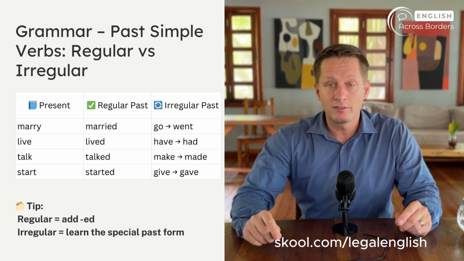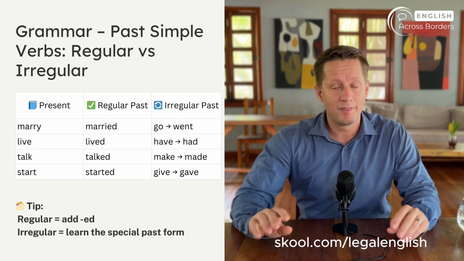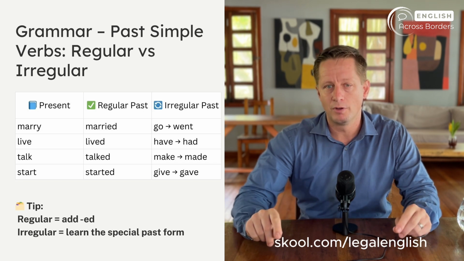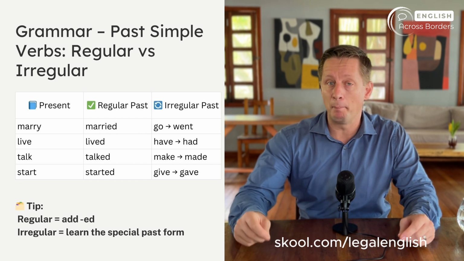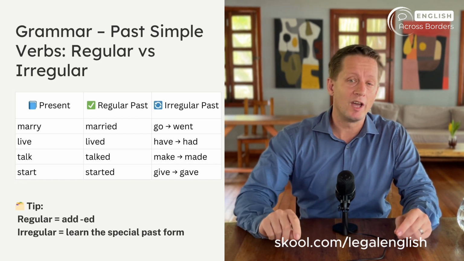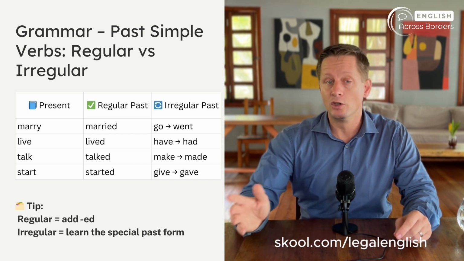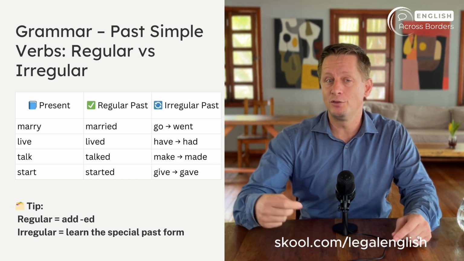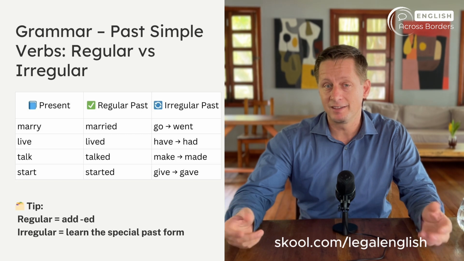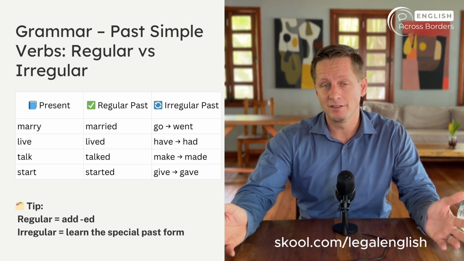Now, let's look at some irregular verbs. These do not follow the -ed rule. Make becomes made. They made a separation agreement with the help of a lawyer. Go becomes went. Carlos went to stay with his parents after the separation.